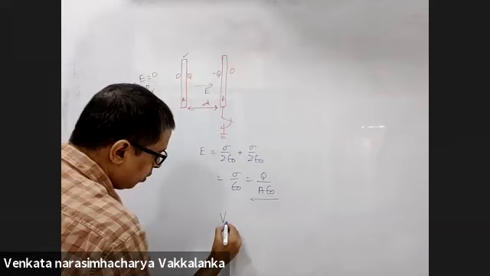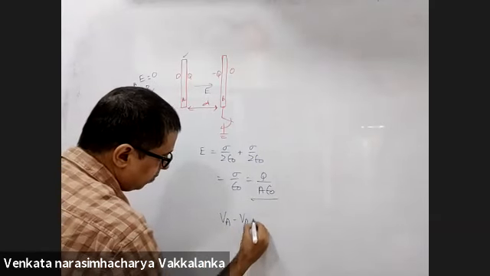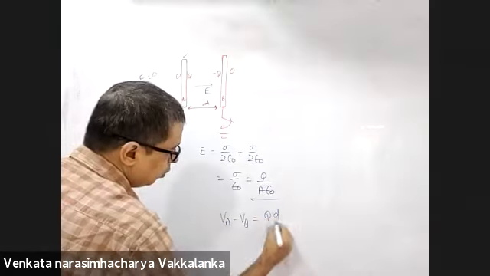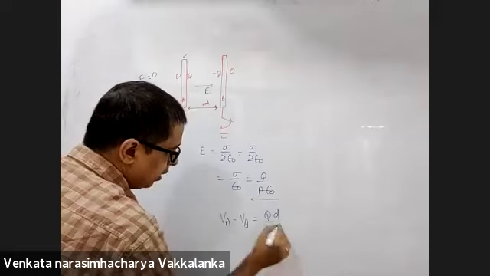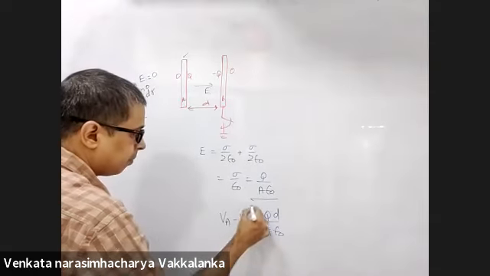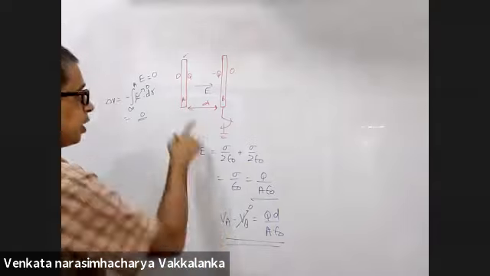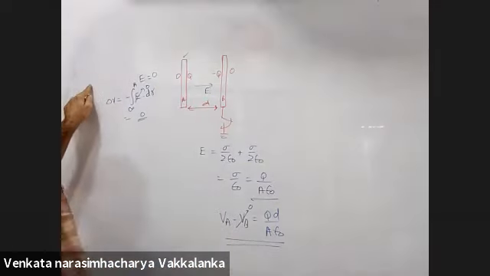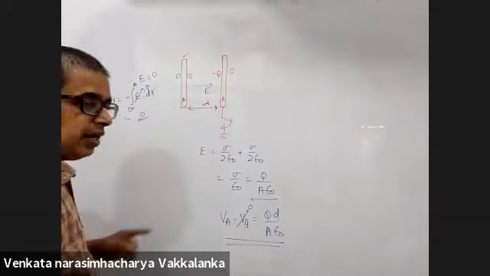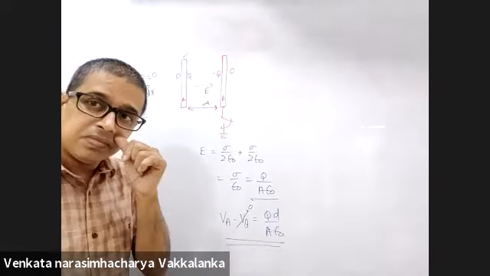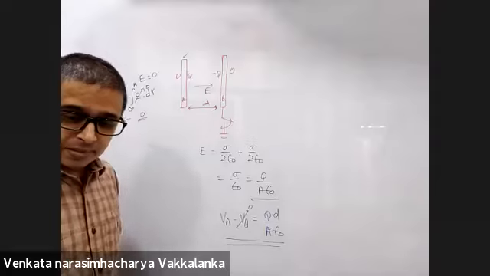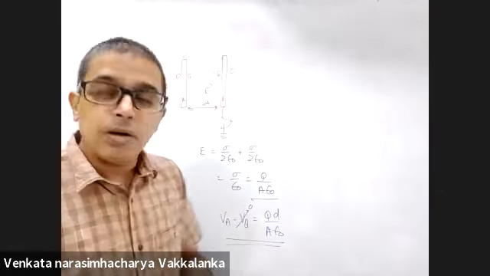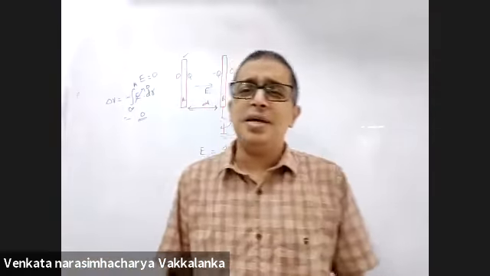In this way, you calculate VA minus VB. I will get QD by A epsilon naught. ये मैंने calculate करके दिखाया. Potential of A, calculate from here, I am getting a different value. Calculate from infinity till A, I am getting a different value. Implies potential of B is not 0. Both these zeros are not the same.